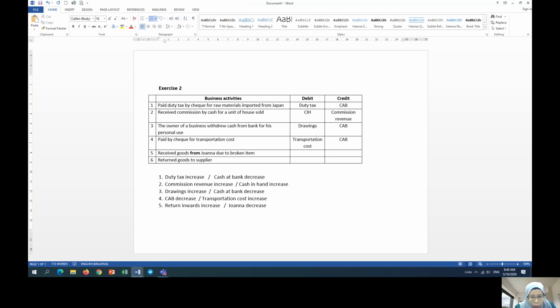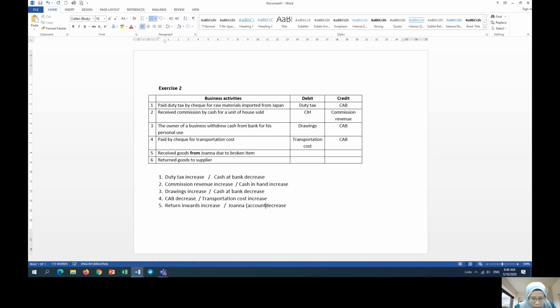Kenapa decrease? Sebab hutang Joanna kepada kita berkurangan disebabkan oleh aktiviti pemulangan barang. Okay. So we have these two accounts. Return inwards is return inwards and Joanna is asset. So let's start with Joanna first. Kenapa Joanna asset? Okay, sebab Joanna adalah kita punya account receivable kan, penghutang ataupun debtors.